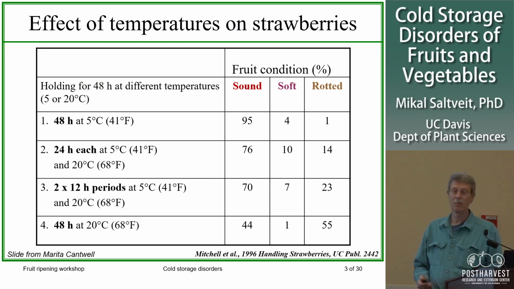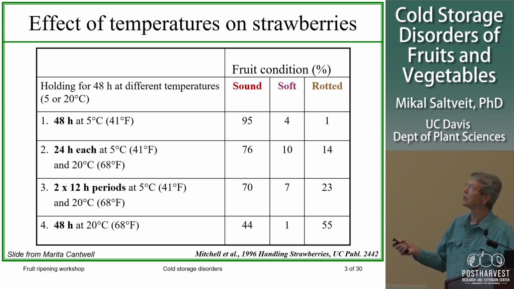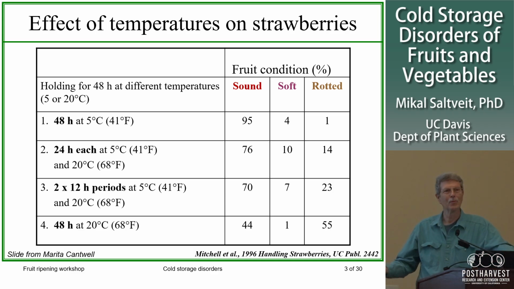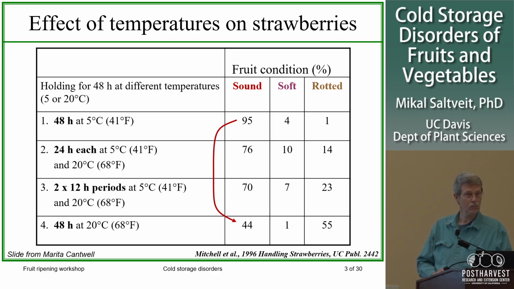So here's the effect of temperature on strawberries. You see here that these are sound fruit, and these are rotted fruit. If you have a continuous 48 hours at 5 degrees Celsius, you have about 95% of the fruit still good, but if that 48 hours was at 20 degrees Celsius, you know, when you bring the strawberries or the blueberries home, put them in the refrigerator right away. Because even a few hours sitting out on the countertop will drastically reduce the quality of the strawberries over time, even if they're then put in the refrigerator. So here you see it drops from 95 to 44%. A really great reduction in the number of sound berries.